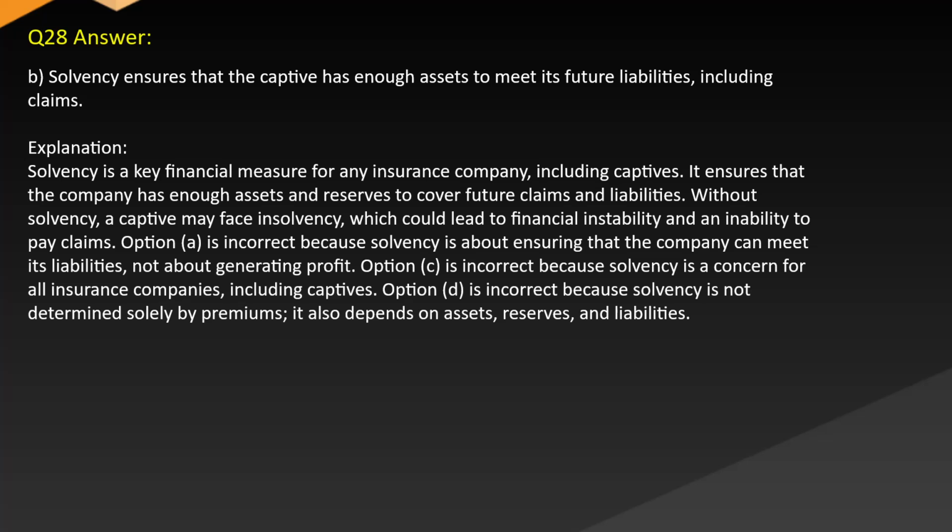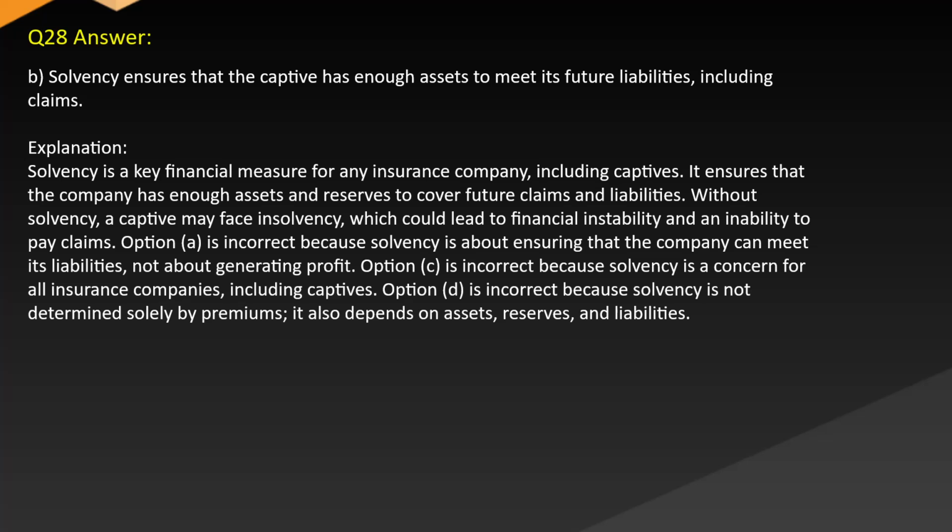Answer: B. Solvency ensures that the captive has enough assets to meet its future liabilities, including claims. Explanation: Solvency is a key financial measure for any insurance company, including captives. It ensures that the company has enough assets and reserves to cover future claims and liabilities. Without solvency, a captive may face insolvency, which could lead to financial instability and an inability to pay claims.